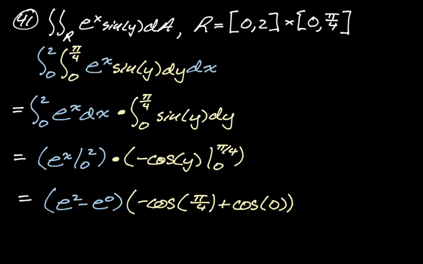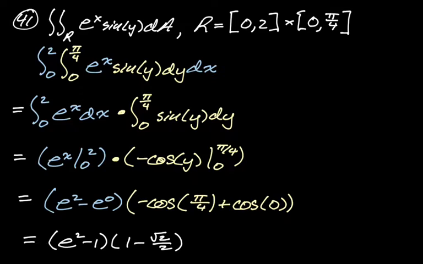Cosine of pi over 4 is root 2 over 2, and the cosine of 0 is 1. So that's going to give us e squared minus 1 times negative root 2 over 2 plus 1, but I'm going to write that as 1 minus root 2 over 2, because I think that makes more sense, but it's not mandatory. They're numerically equivalent.